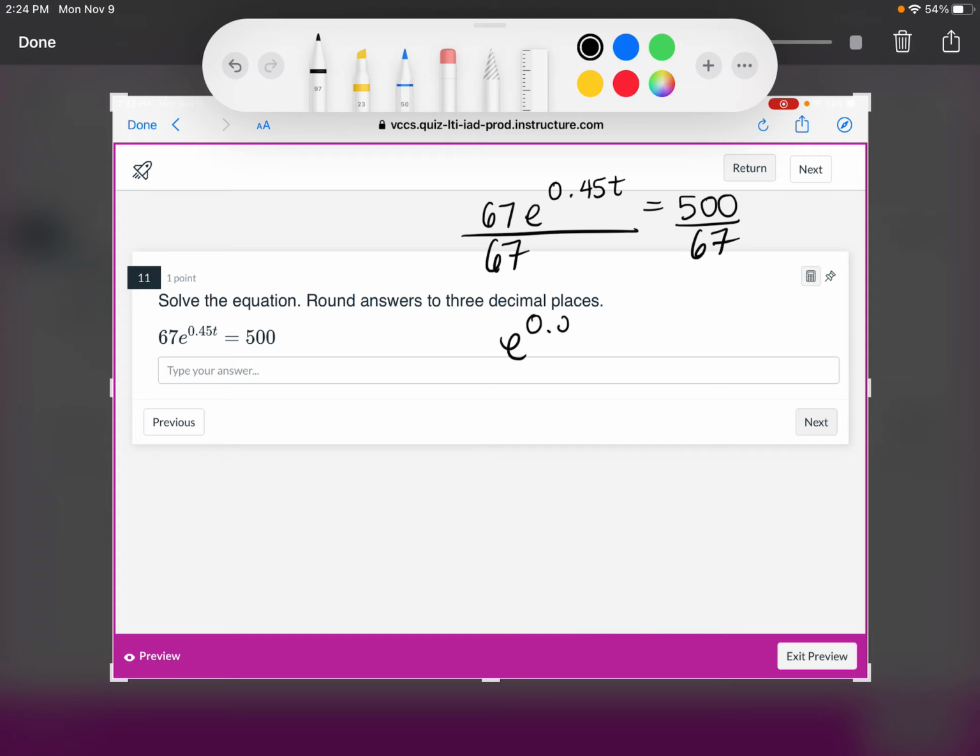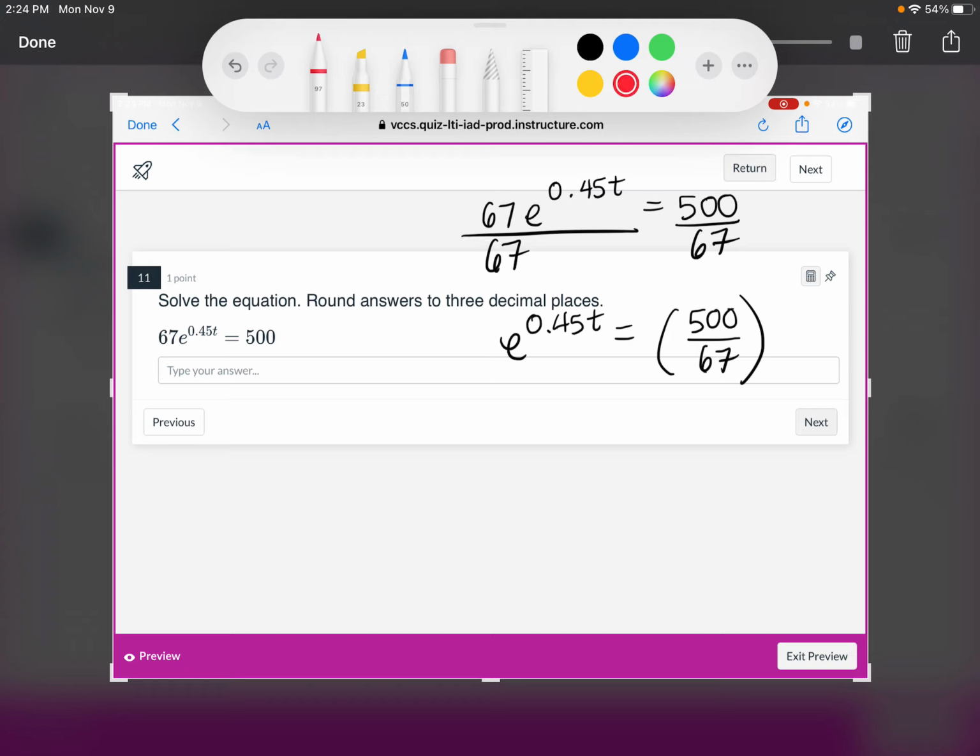E to the 0.45t is equal to 500 over 67. I'm not going to get an intermediate answer. I'm just going to keep it as a decimal.